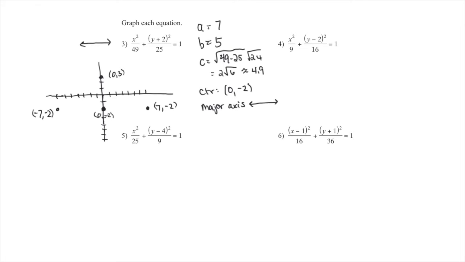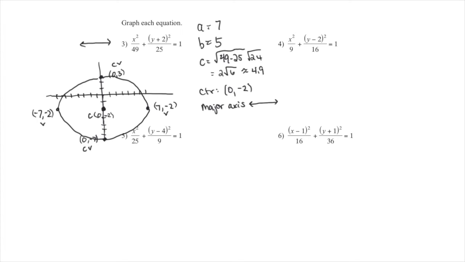It's basically just counting. I went up 5 units to get to this value. I'm going to go down 5 units to get to this one. I'm just using B to find my 2 co-vertices. And then I'll draw my ellipse in. I usually put the foci in at the very end. Do your best job to draw these things out. Sometimes they're a little not elliptical, but that's okay.